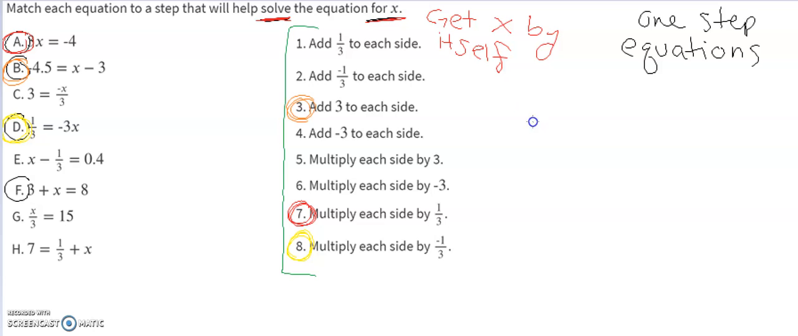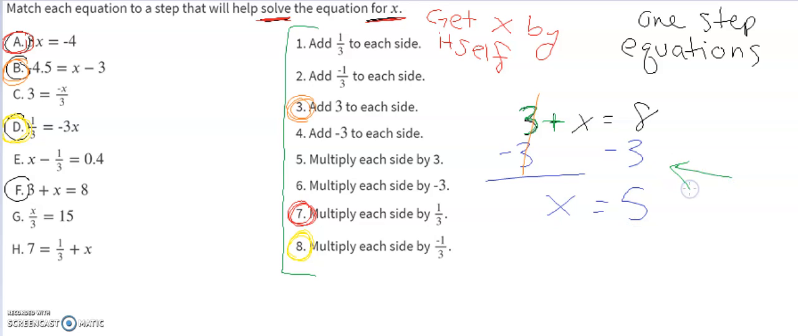And last but not least, we have F, which is 3 plus x equals 8. So in order to undo this addition of 3, or a positive 3, I'm going to have to subtract 3 from both sides, which would give me the x on the left and 5 on the right. So the question, though, is asking what step got me to this point. So let's say I subtracted 3. But there is no subtract, just like there was no divide.